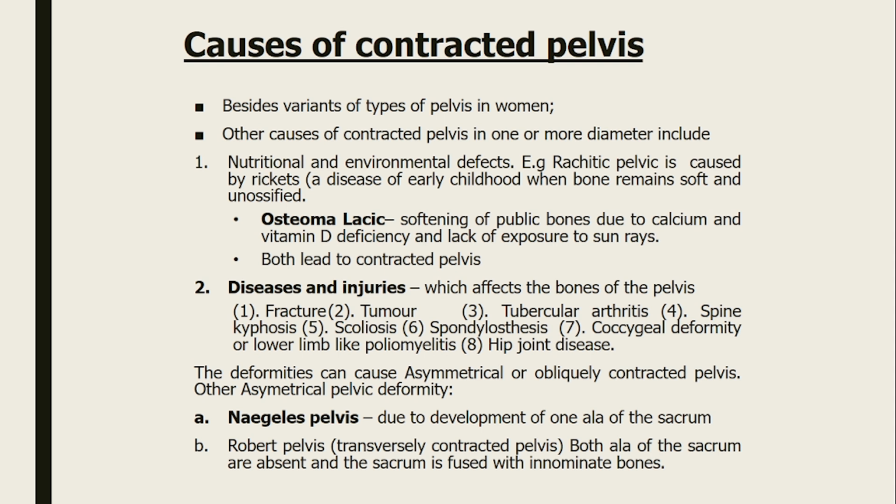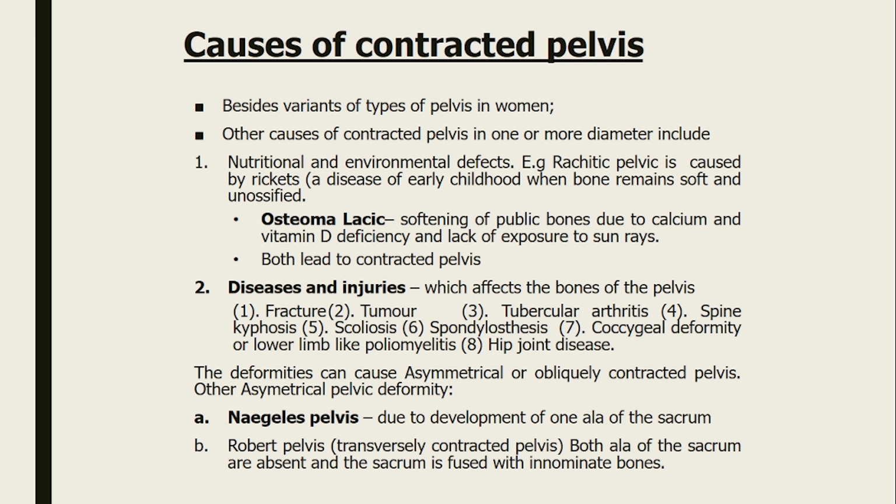There could be congenital problems that can lead to asymmetrical or obliquely contracted pelvis. And one of them is the congenital absence of one ala of the sacrum. The ala of the sacrum is just a triangular bony structure on both sides of the sacral promontory. So when one of them is absent, we talk of Naegele's pelvis. When one ala is absent, it can cause asymmetrical contraction.